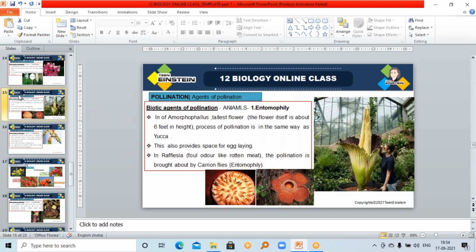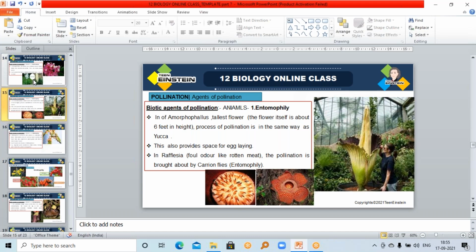So in yucca plant, a species of moth, note down this, the species of moth called Pronuba yuccasella, is laying eggs inside the locule of the ovary. Inside the flower, inside the ovary, it is laying eggs.